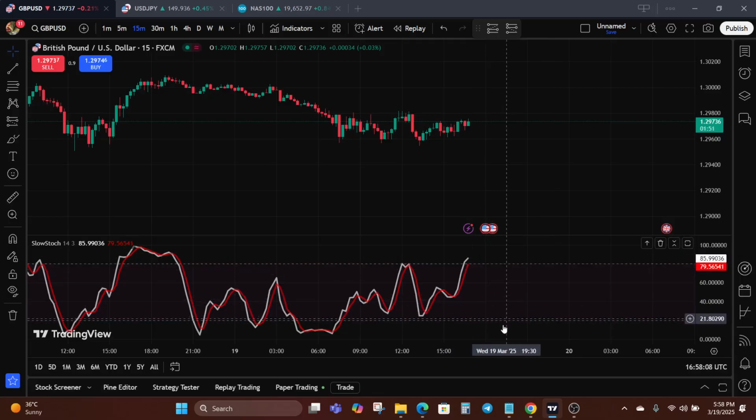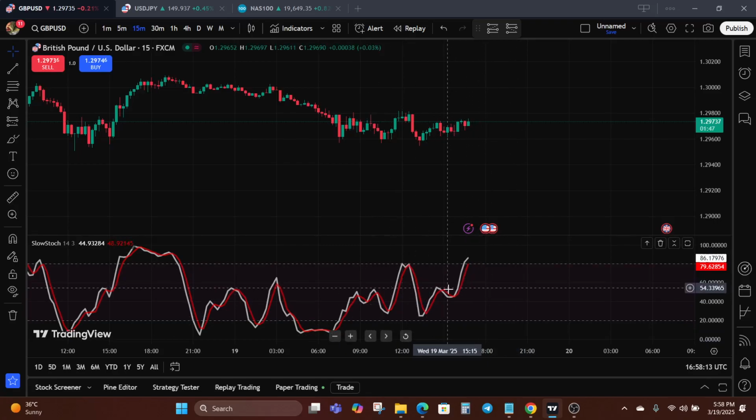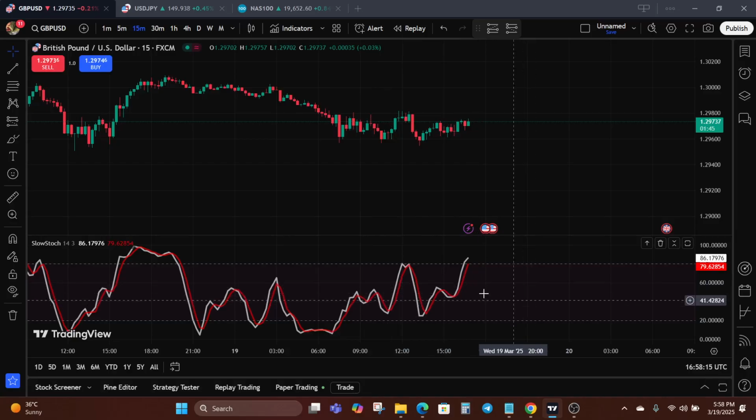In as much as your main focus is on the overbought and oversold, sometimes you can just pay attention to whether the indicator is above or below the midline. Even though a particular line is not showing to represent the midline, you're going to know when it's above or below because you can see the values. Currently the value of the white is 86.17. The value of the red is 79.62. So you know whether the values are above 50 or below 50.